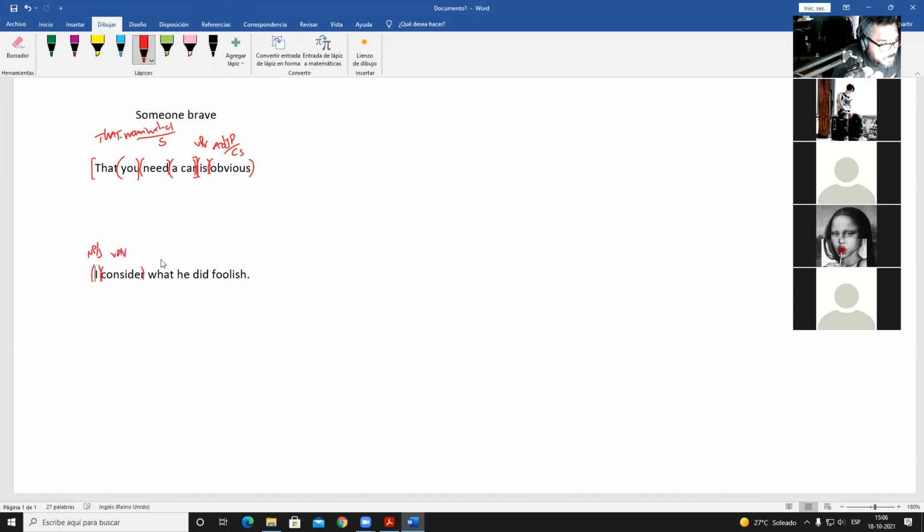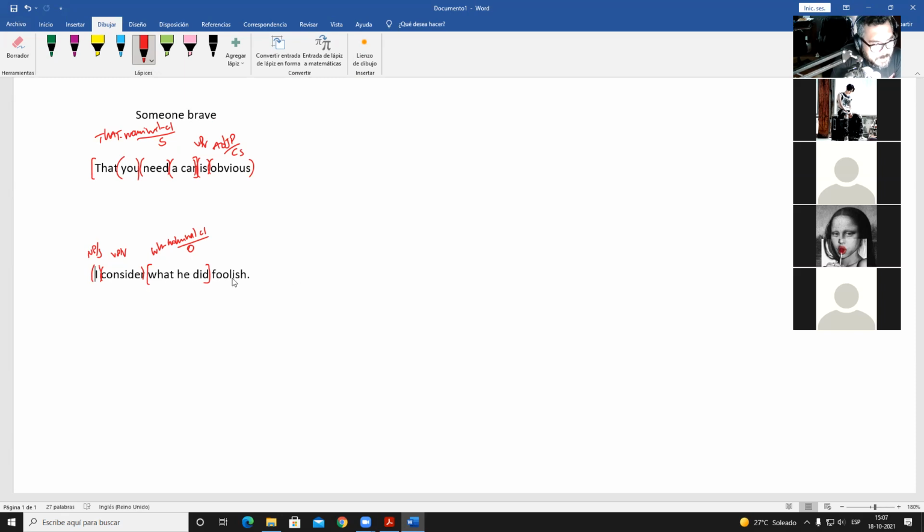I consider what he did. This is a clause, right? It's a WH clause. I consider this a WH nominal clause, I would say. Why nominal? Because it is replacing a noun phrase. Why? Because objects tend to be noun phrases. I consider this, right, foolish.